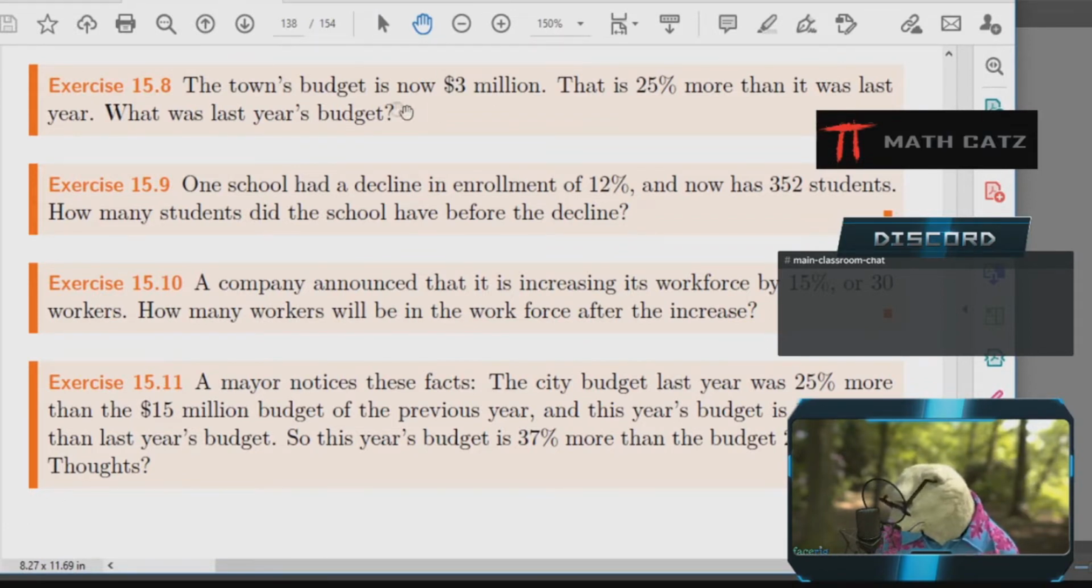So let's see here. Exercise 15.8. The town's budget is now 3 million. That is 25% more than what it was last year. What was last year's budget?